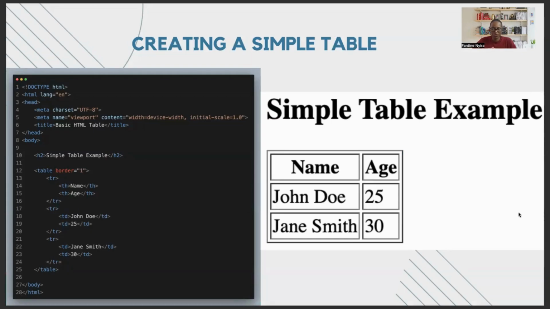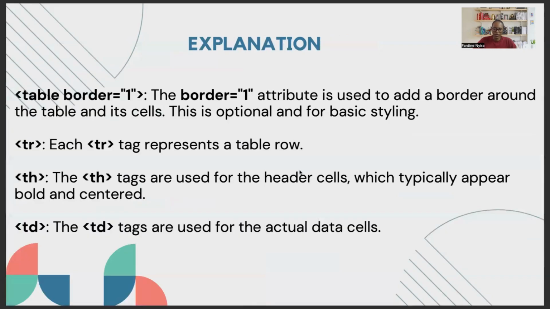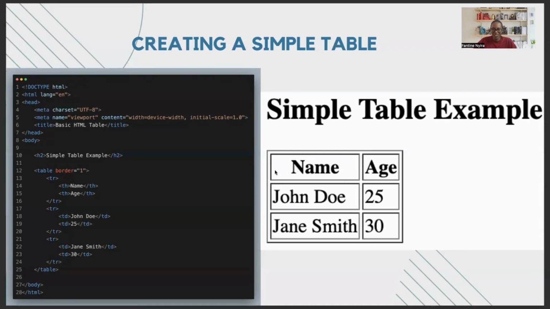So here is the simple table example. All right, so let's see. We have seen H2, which is among the headers for HTML. This H2 will give us this simple table example. And the table here opens the tag for table. Border, we will see in the next slide what it does. And then here we have a TR, which starts here, and then it closes here. This is the first row. So this is the row.